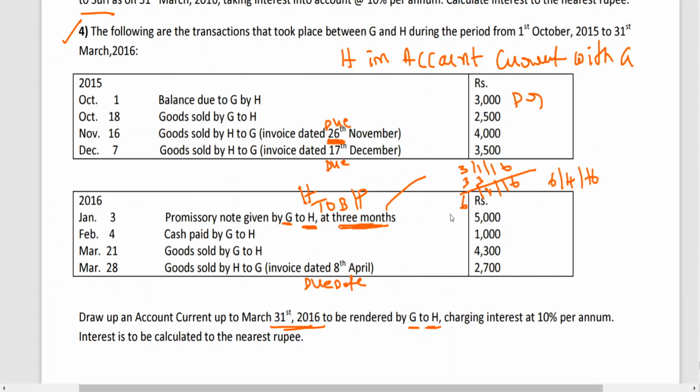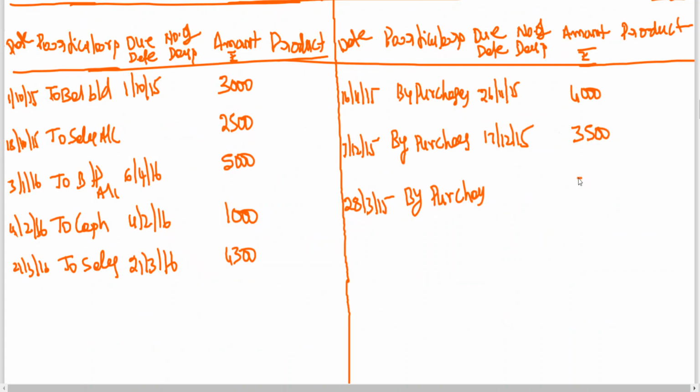So this is also red ink. Here we got red ink, because the due date is 8th April. We are closing the account on 31st March. So this is also red ink interest. We are having two red ink interests. First let me write the due date, 8th April. Amount 2,700. 8th April 15.